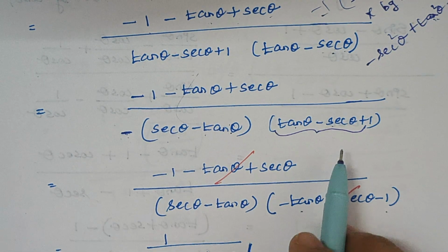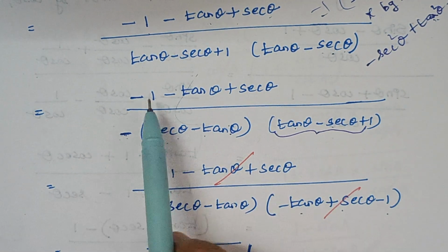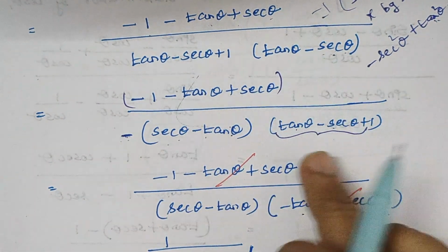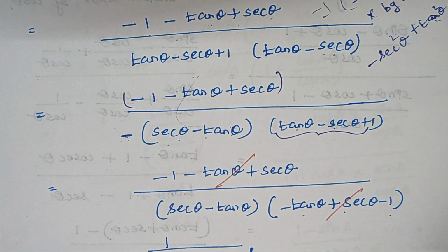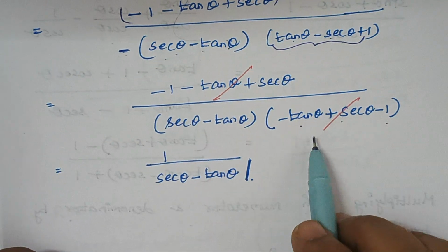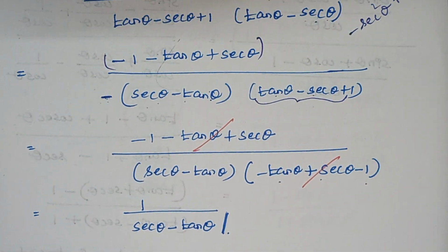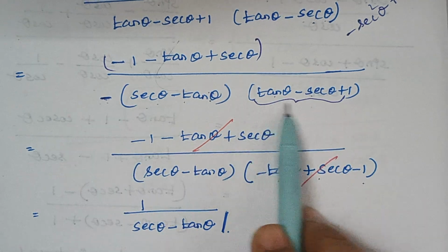Right. So now what happens? When you check, you see this numerator term and this denominator term. Sorry, after multiplying, not this term. You see, I have multiplied this minus with this term, right?